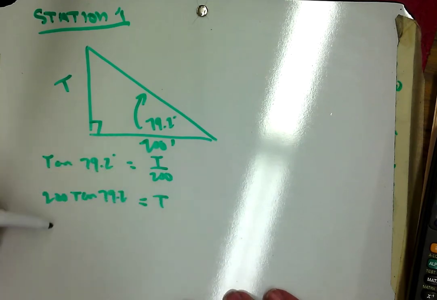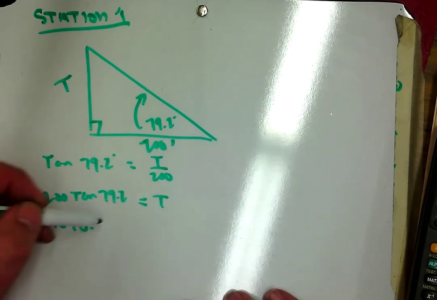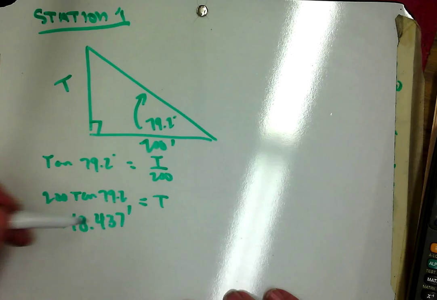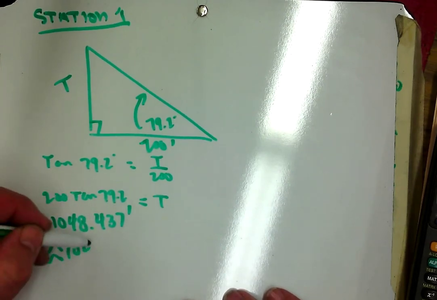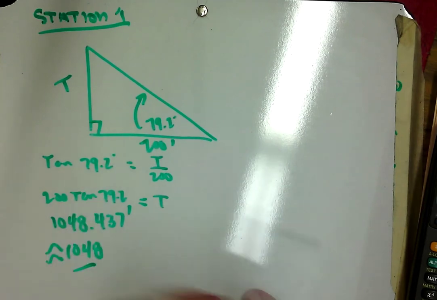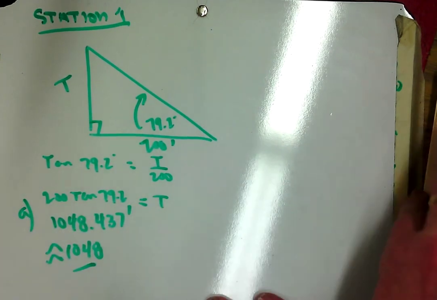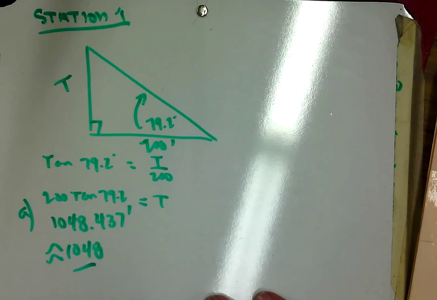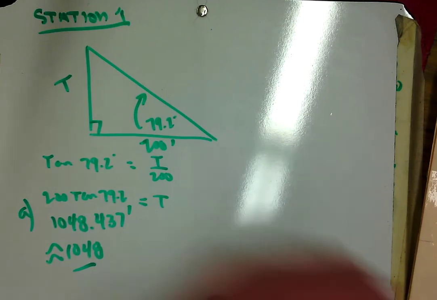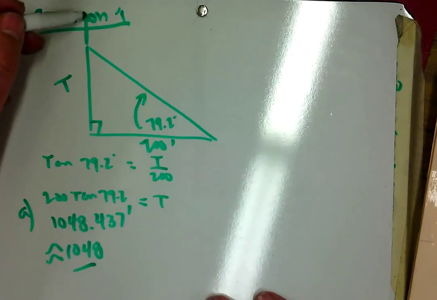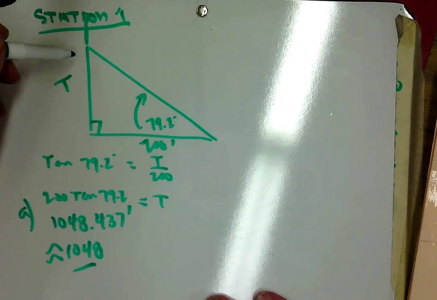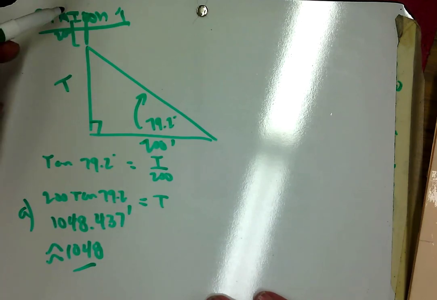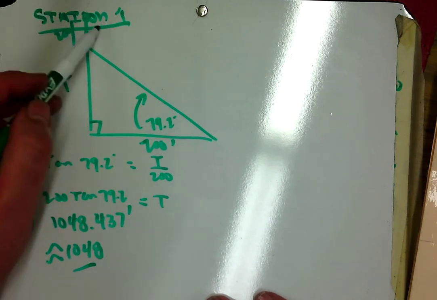We get that the tower is 1048.437 feet. They said round to the nearest foot, and so I'm going to say 1048 is the height of the tower. That's part A. Part B, a red balloon was released from the top of the tower. Ooh, a little balloon. And when it has reached 200 feet above the tower, we want to know the angle of elevation.